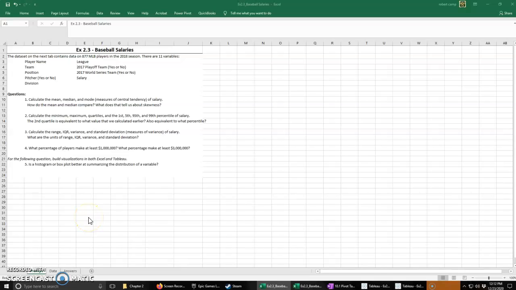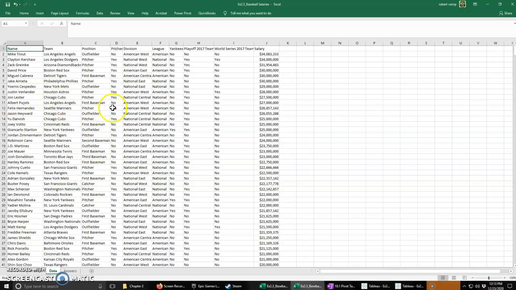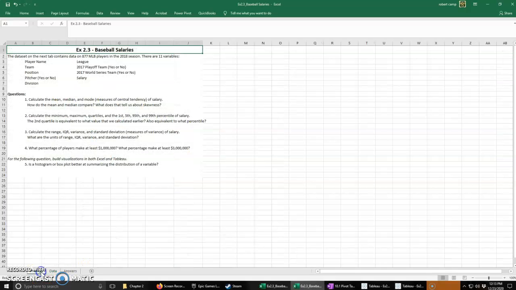Okay, so now we're going to look at the baseball salaries example, example 2.3. And if we look on our data tab, we have a lot of data. So what is in a lot of the data? The player name, the team, the position, whether or not he's a pitcher, the division, the league. If they're a playoff team in 2017, if they were a World Series team in 2017, and salary. So we have all this data, and we're going to take a look at a small portion of it.